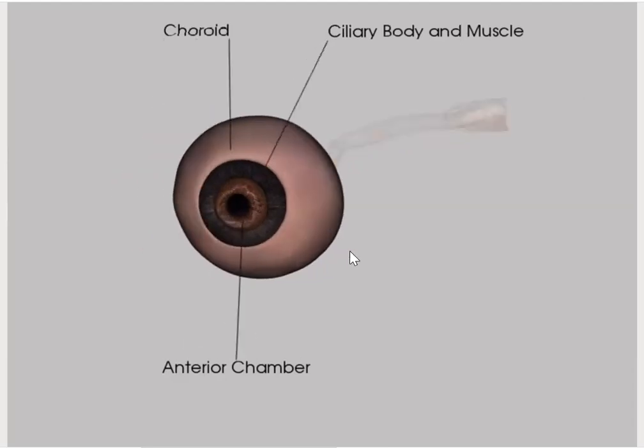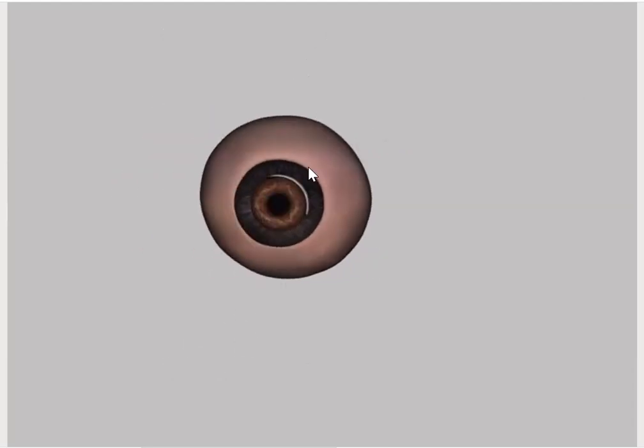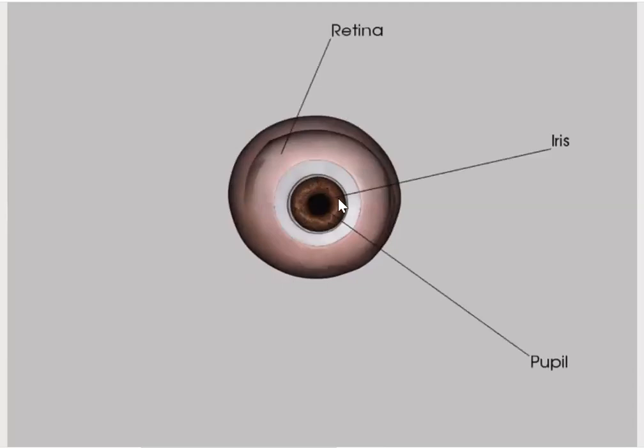If we strip that away, we can then look more internally at the iris, the colored part of the eye, and then the sensory layer. So if we strip away the choroid, the innermost layer is the retina, or the sensory layer. And we can also appreciate the pupil here, which is that black hole that really brings the light in.